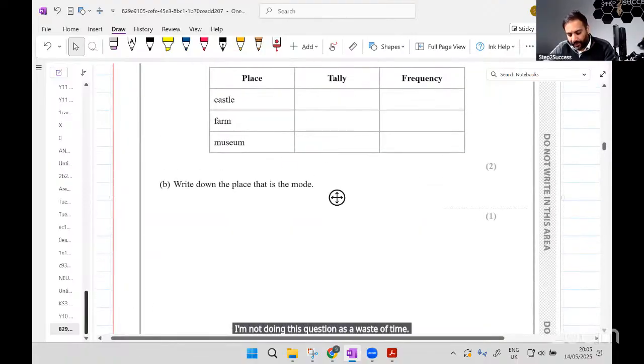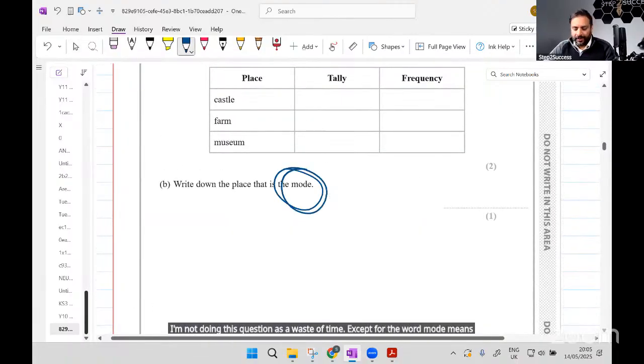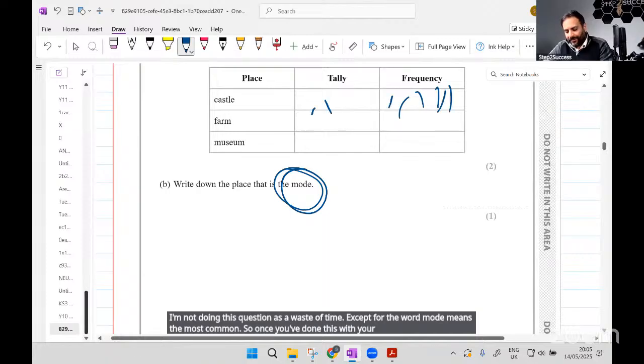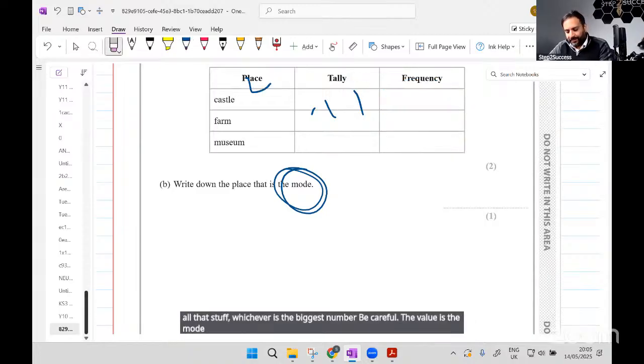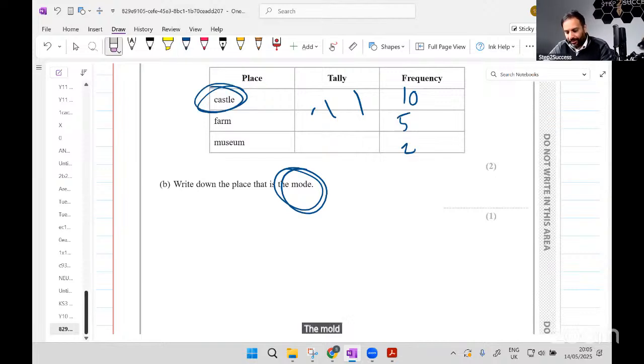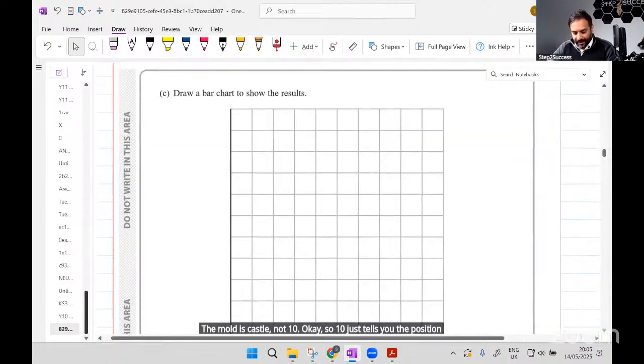Except for the word mode means the most common. So once you've done this, whichever is the biggest number, be careful. The value is the mode, not the number. So if these were 10, 5, and 2, the mode is the most common one, not 10. 10 just tells you the position. Sorry, the highest number.